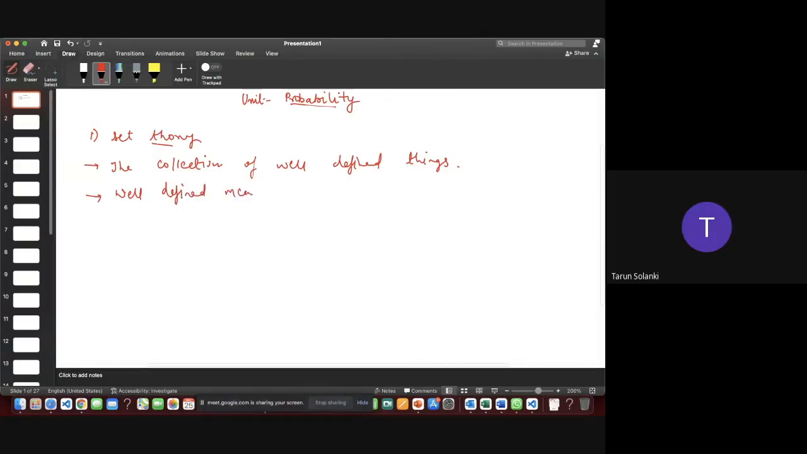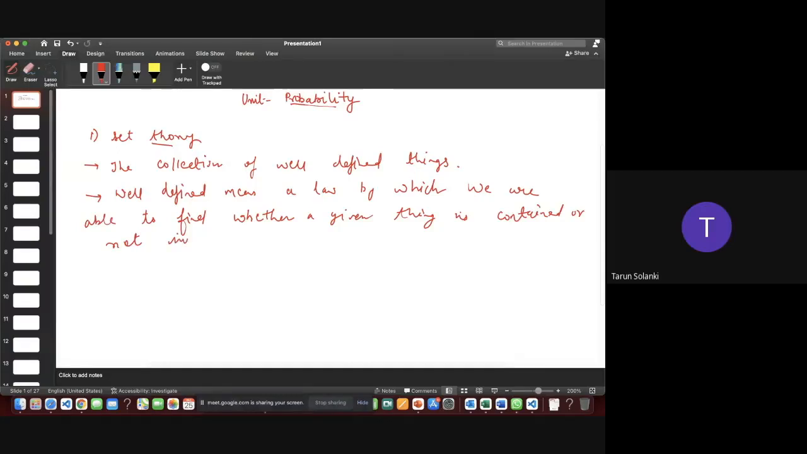Well-defined means a law by which we are able to find whether a given thing is contained or not in a set. Okay.